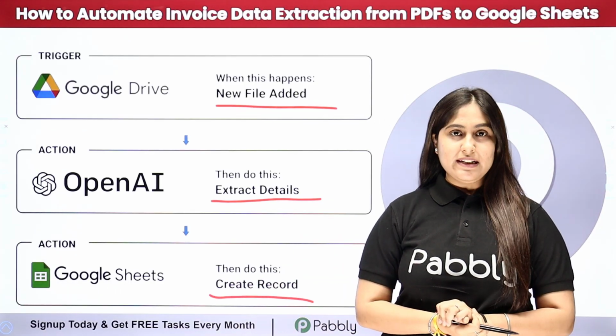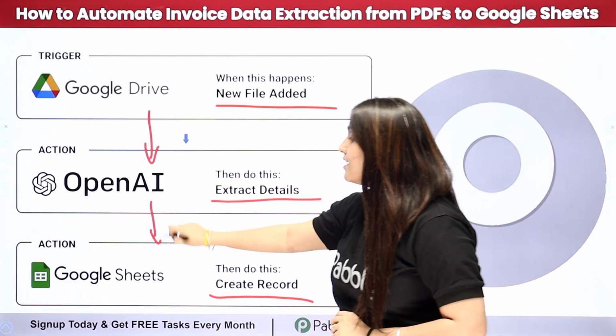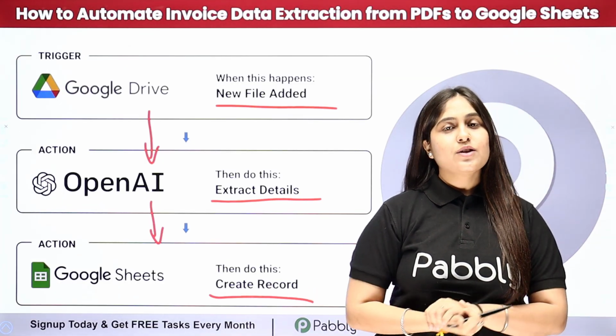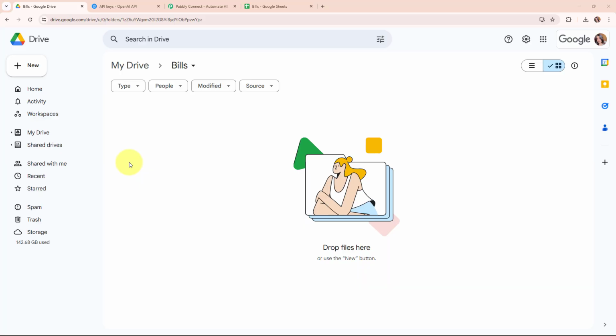So to automate the entire process, I need to connect my Google Drive with OpenAI and Google Sheets using an automation software named Pabbly Connect. To see the working of this automation and to learn this process step by step, let me take you to my screen. Welcome to my screen.